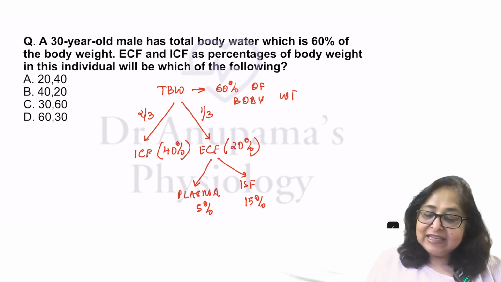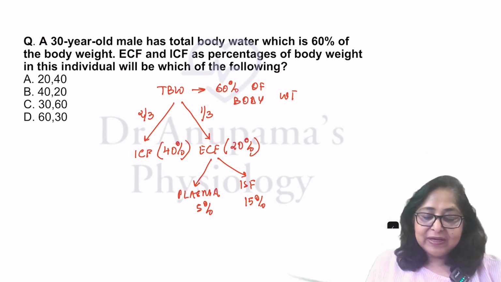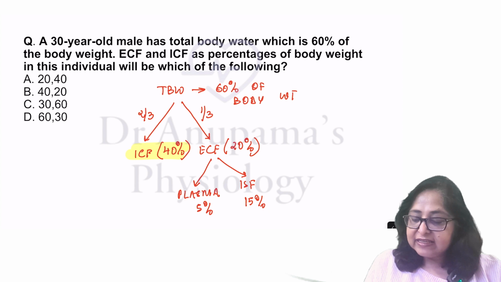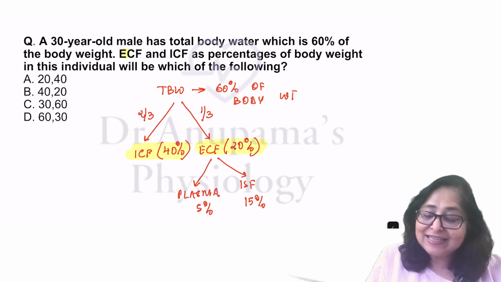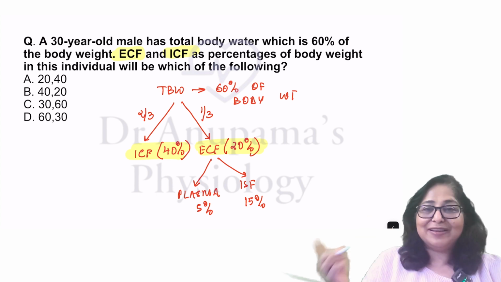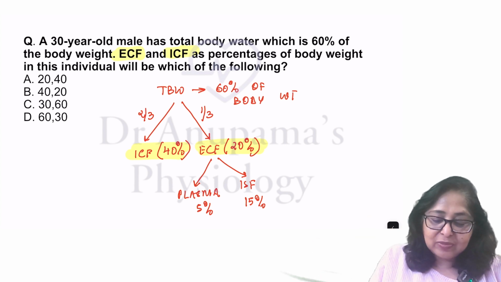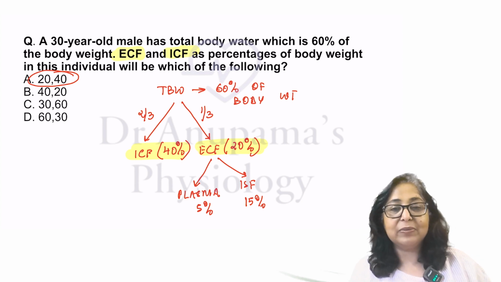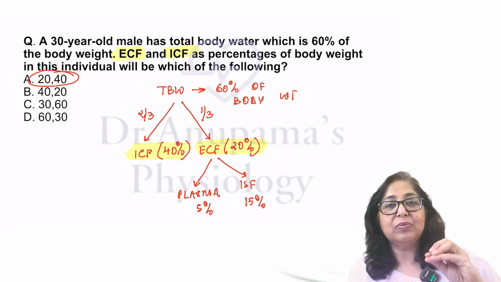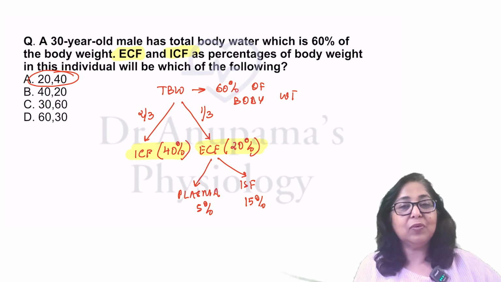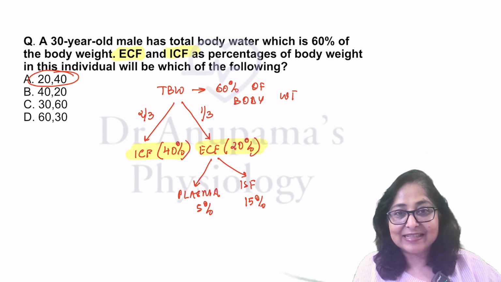So this says ECF and ICF as percentages of body weight in this individual will be which of the following? Now, if you look at this, ICF I said is 40, ECF is 20, but the question says ECF and ICF. So in that case, my answer becomes 20/40. ECF is 20% of body weight and ICF is 40% of the body weight. Remember, 2/3 of the body water is in the intracellular compartment. Most of the body water is inside the cells.